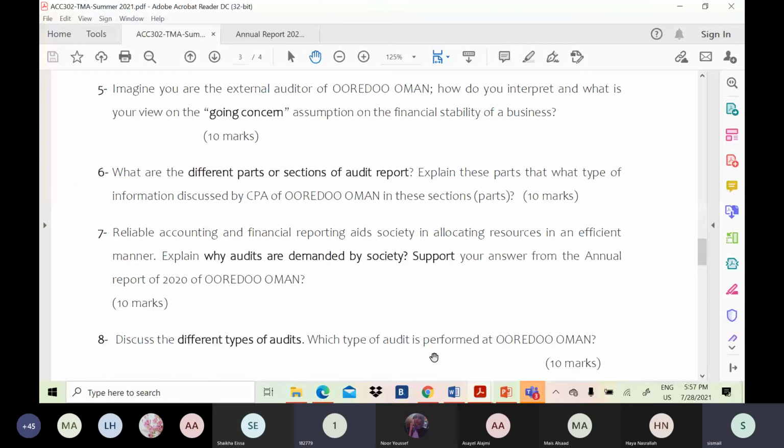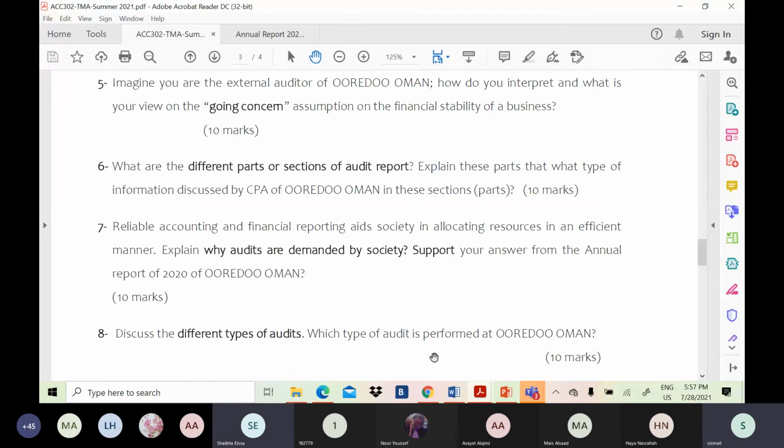What are the different parts or sections of the audit report? This is one section, one paragraph, and then explain, so you can say 2 or 3 parts by the way. Parts 1 and 2 can go together, as I say different sections with their explanation, right? And then support your answer.